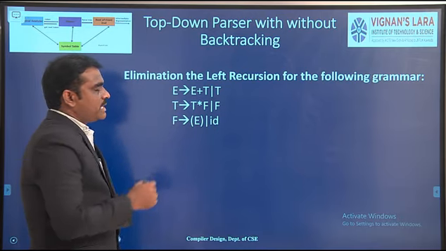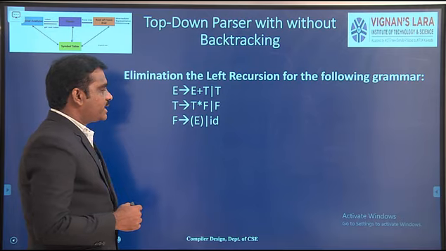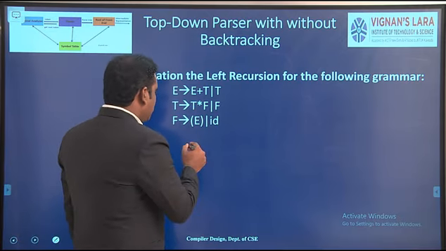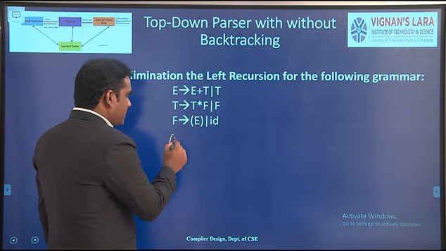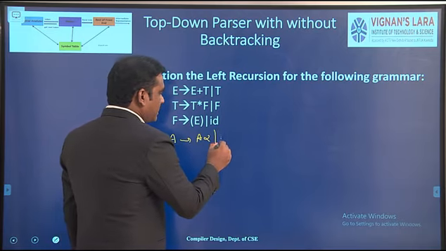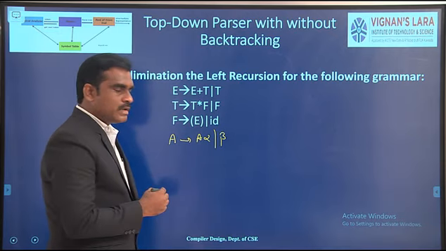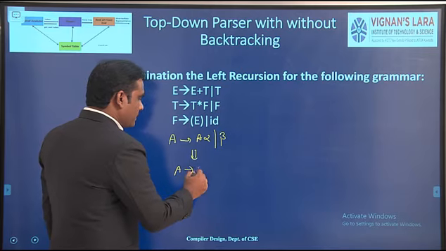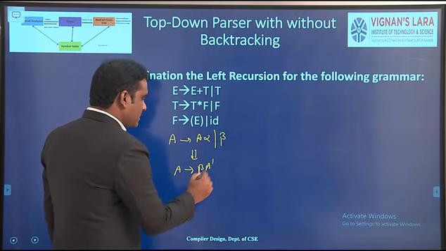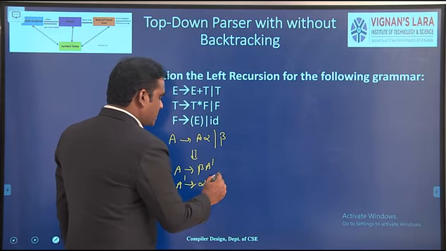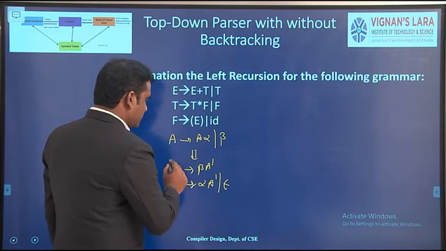So this is the example: E → E + T or T, T → T * F or F, F → E or id. First, what is meant by left recursion? Left recursion means it is of the form A → A alpha or beta. The solution is A → beta A dash, and A dash → alpha A dash or epsilon. This is the solution.